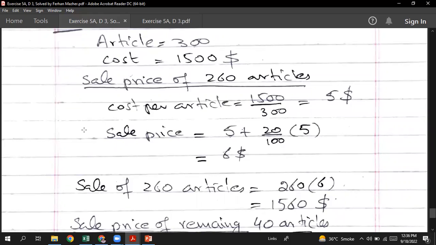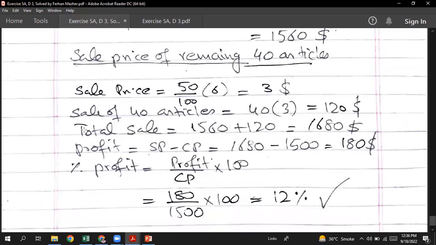the remaining 40 articles were sold at a sale price which was 50% of the sale price. So 50% of the $6 sale price will be $3. So the sale of the 40 articles will be 40 multiplied by 3, and that will be $120. Then the total sale: the sale of the 260 articles is $1,560, and the sale of the 40 articles is $120. So the total sale is $1,680.